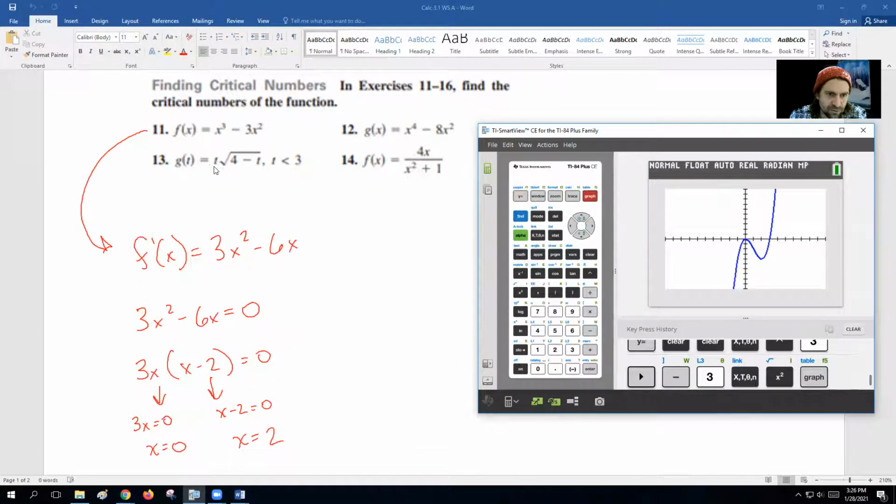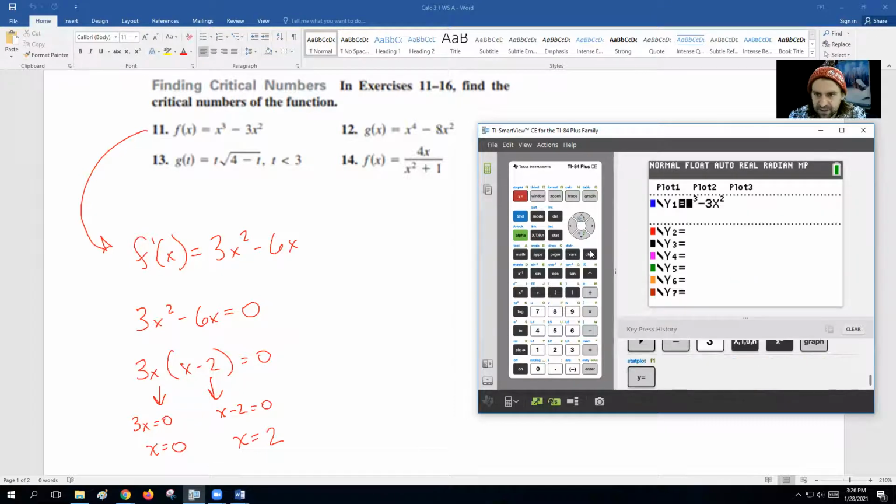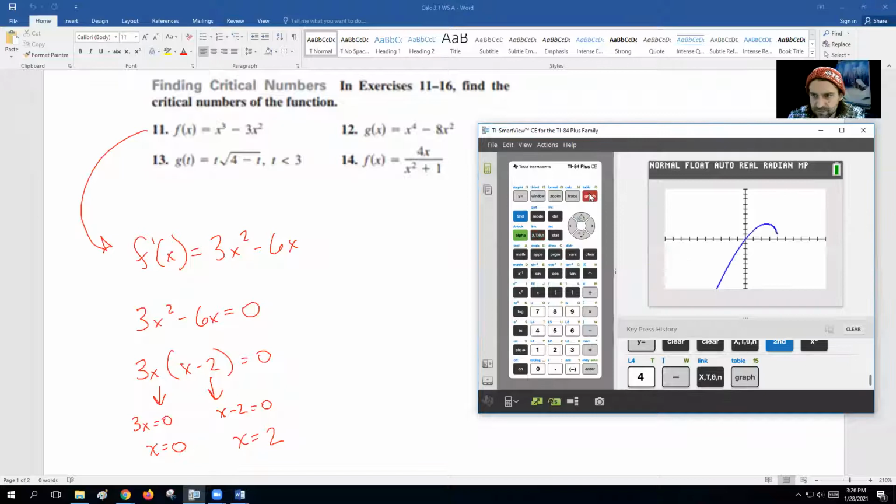If we look at number 13, that might be a little crazy. We'd have to do the chain rule with the product rule. So calculator time, let's see how this would be easy. x times the square root of 4 minus x. And if you look here, we have a high point here. Now, if you've never done this before, we can actually find the maximum and minimum on our calculator, like how we did with finding the zeros.